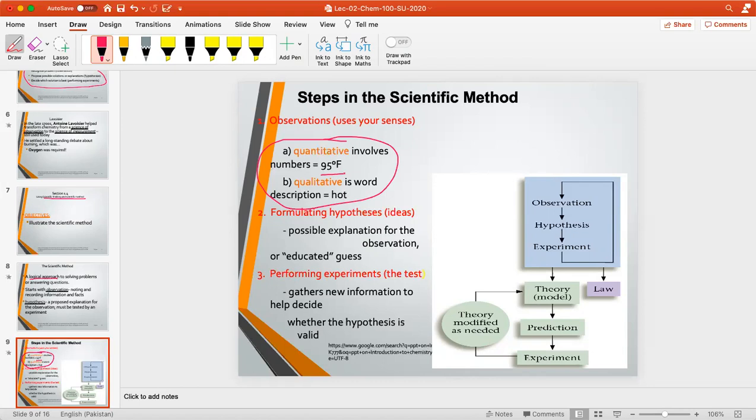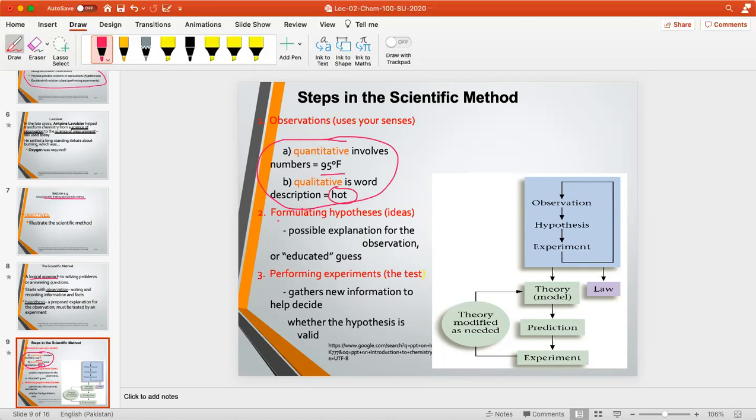अब qualitative मैं इसको कैसे बताऊंगी? I will use this adjective over here, hot. Since the temperature is 95 degree Fahrenheit, so it's very hot. So quality बताती है कोई चीज कैसी है, right?